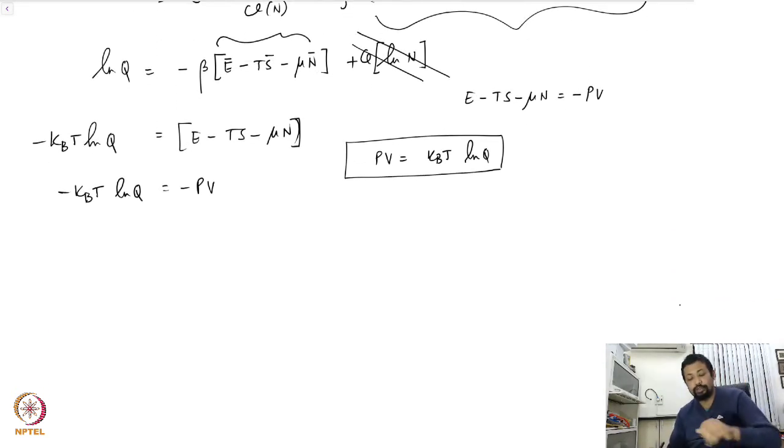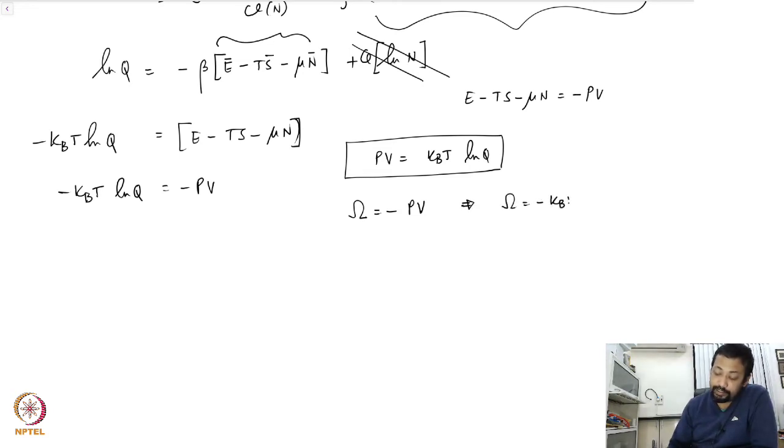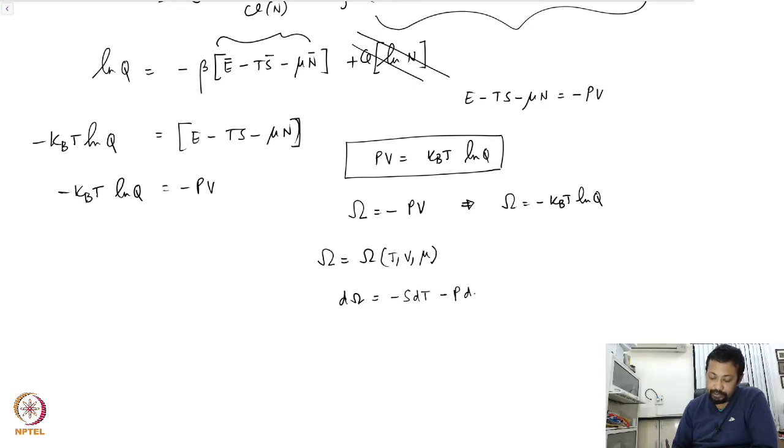But we don't usually stop here. I know that the grand potential omega is minus P times V, and this implies that omega is minus kBT ln q. But what is omega a function of? Omega is a function of T, V and mu, and therefore d omega is going to be minus S dT minus P dV minus N d mu.